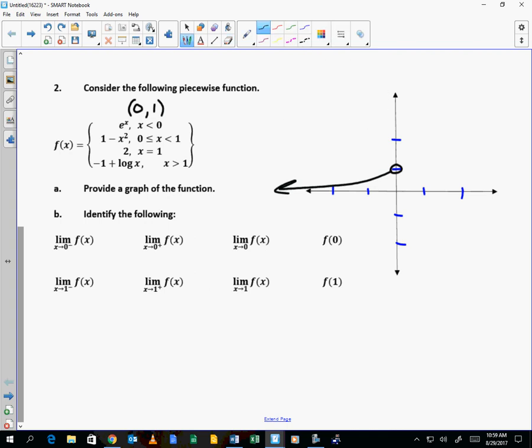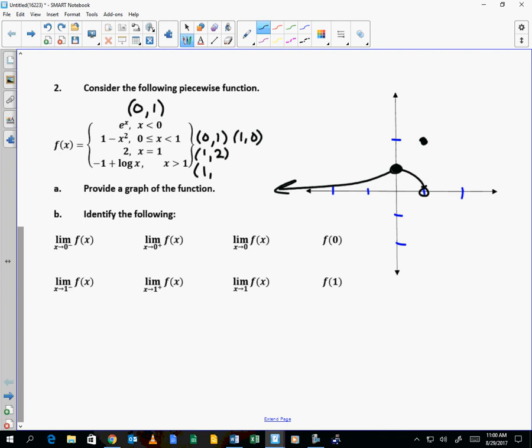Okay, 1 minus x squared. I've got a couple of values. I plug in 0. What do you get? 1. Open or closed circle? Now I plug in 1, and you get 0. Open or closed circle? So there's my little parabola portion. Next one, I plug in 1, and you get 2. Closed circle, it's just a dot.